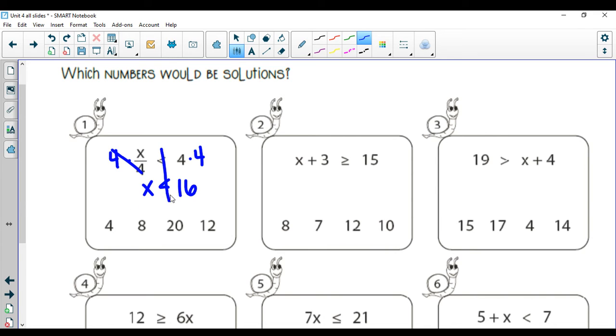So there are a bunch of different solutions here. It's not just 16 that would work for us. We actually need any number that's less than 16 to make this true. So numbers less than 16 here are 4 and 8 and 12.